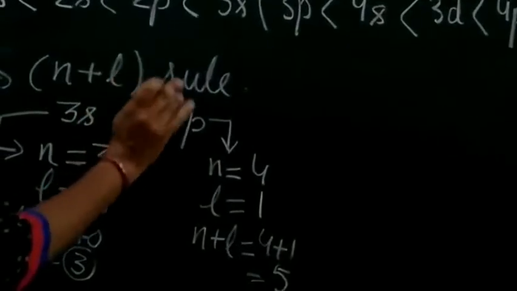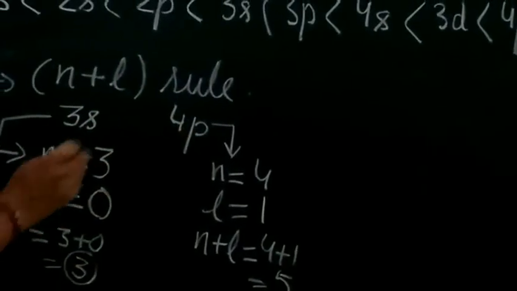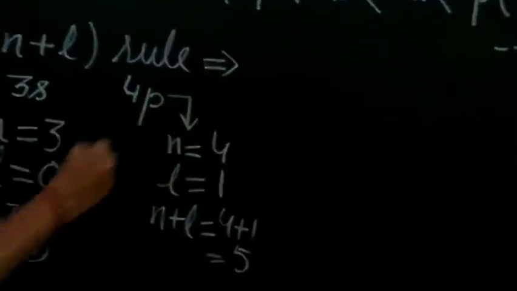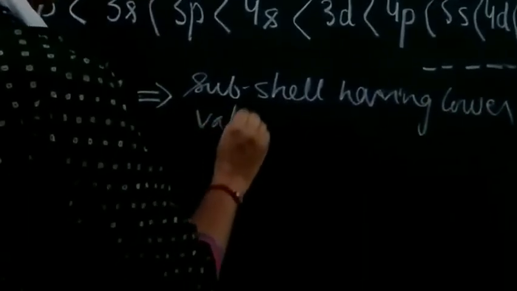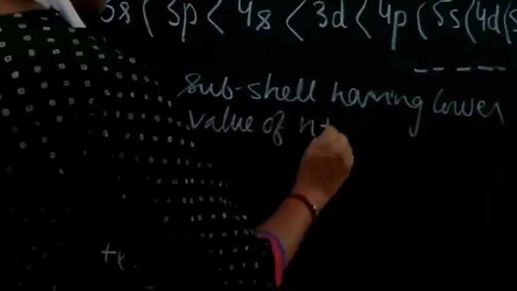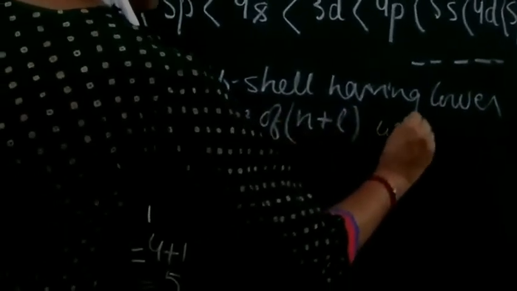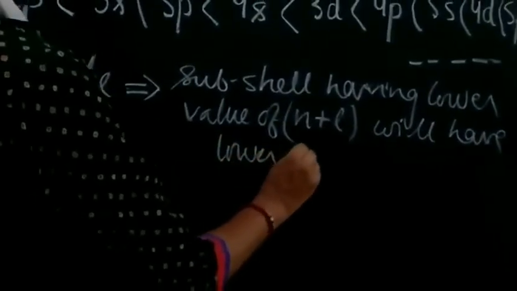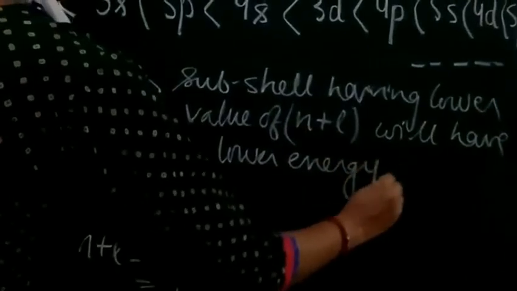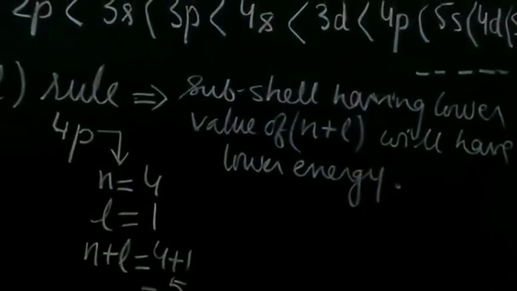So the first part of the n plus l rule is that the subshell having the lower value of n plus l will have the lower energy, right? This is the first part of the n plus l rule.